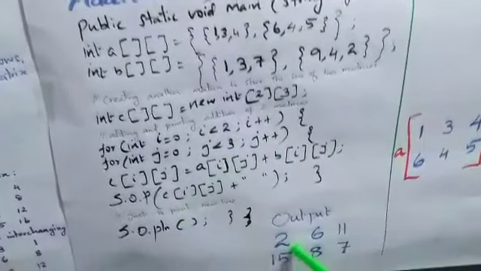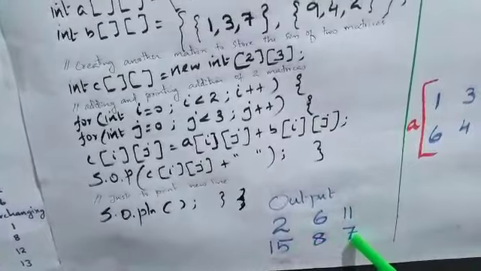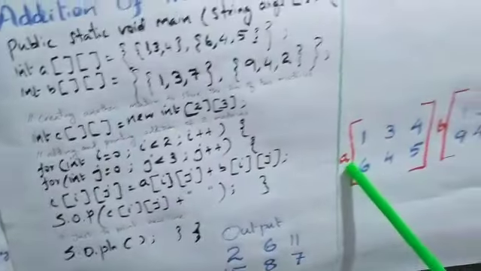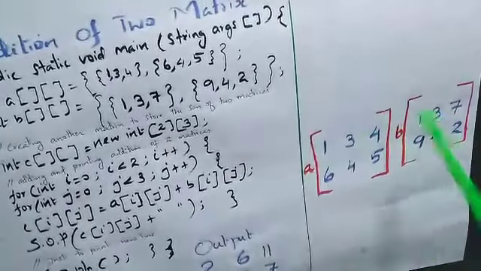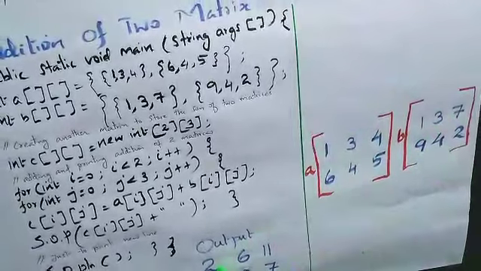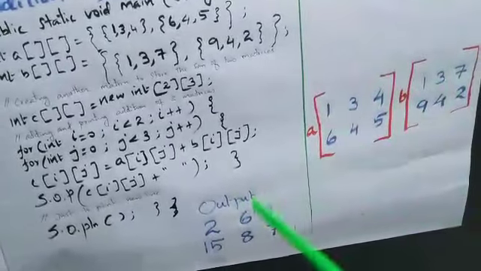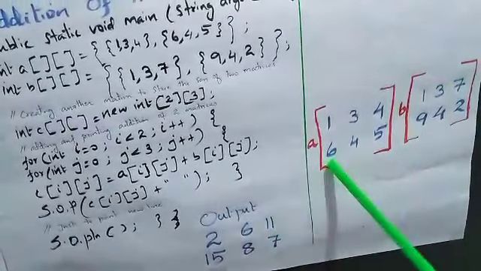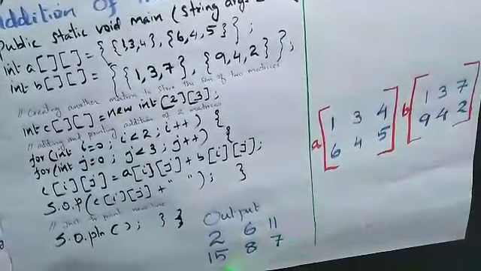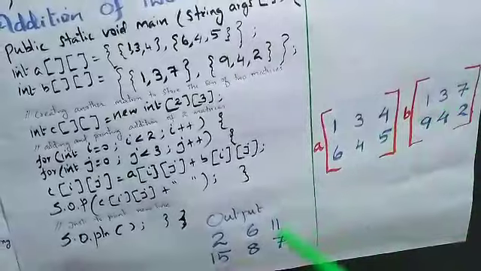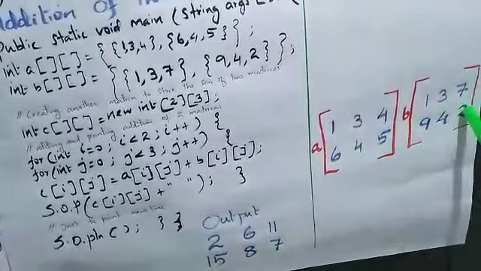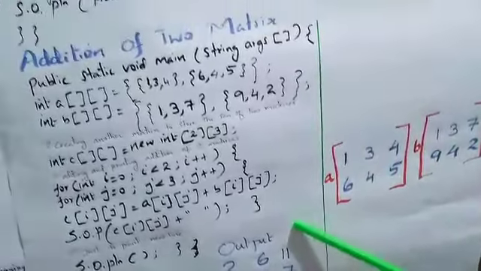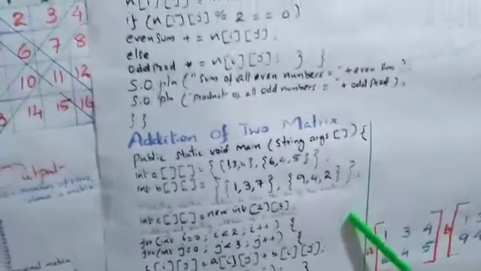Then the output will be 2, 6, 11, 15, 8, 7. How will it come? See that here, this was the A matrix and this was the B matrix. 1 plus 1, 2. 3 plus 3, 6. 4 plus 7, 11. 6 plus 9, 15. 4 plus 4, 8. 5 plus 2, 7. This way you will get the output of addition of two matrices.